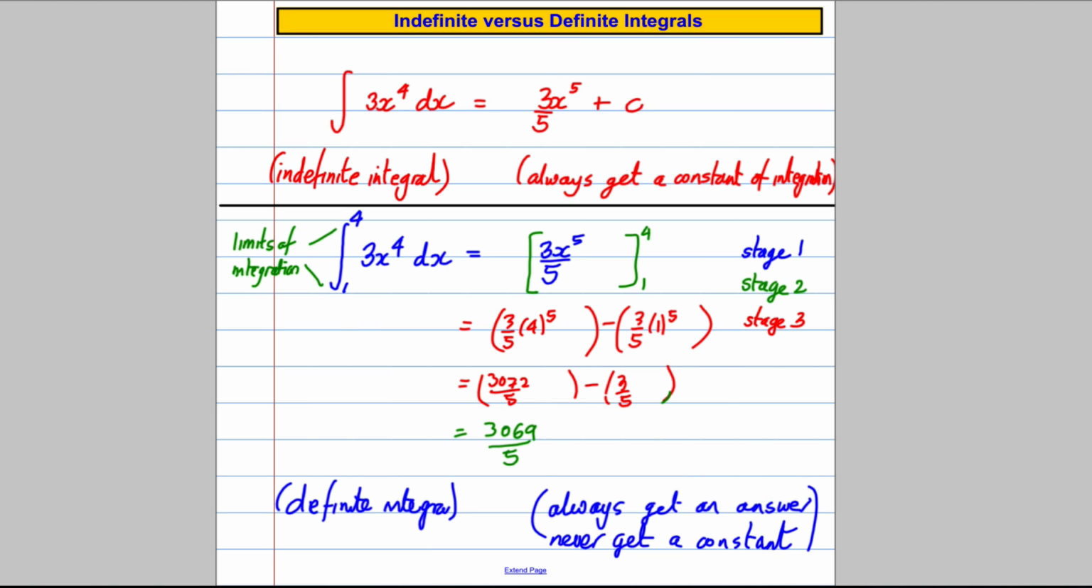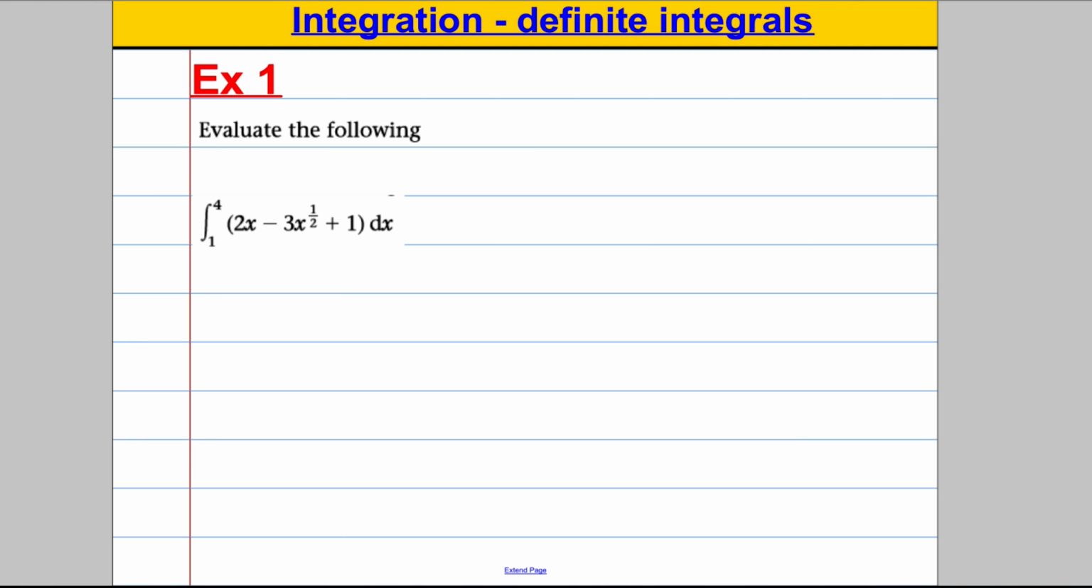Anyway, we're going to do some examples. Let's go straight on to some examples. Evaluate the following. This is called an integrand, it's got a 2x, take away 3x squared plus 1. It's in the form we need, it's in powers we need, we can go straight on and integrate. It's a definite integral because it's got the limits of integration, so we're going to do the 3-step process we talked about before. The first of those being integrate the thing. Remember, that's a power of 1. 2x, increase the power by 1 and divide by 2.